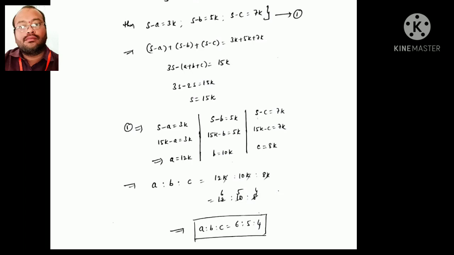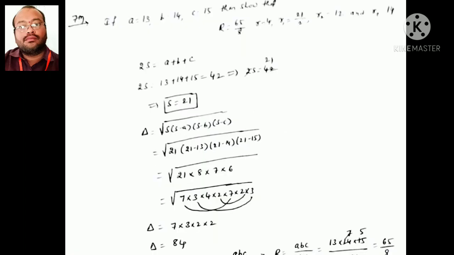So a is to b is to c will be 12k is to 10k is to 8k. K cancel. By simplifying we can get 6 is to 5 is to 4. So here the important step is by replacing the value of cot a by 2 value. So like this we can get 7 marks. Next 7 marks question. A is given, b is given, c is given.